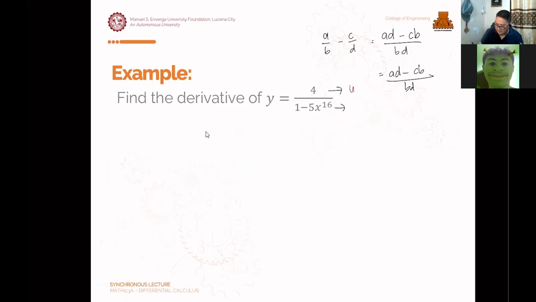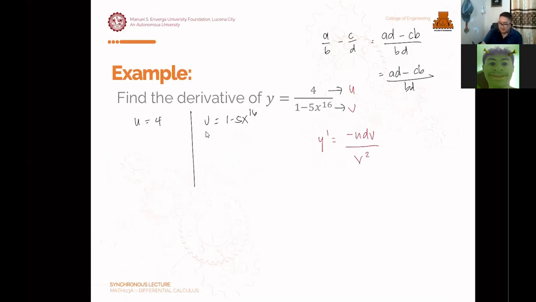So let's do this. So ito U, ito yung V natin. Then U natin is yung 4 and V natin is equals to 1 minus 5x raised to 16. Pero meron tayong special formula kanina nang nagawa na pag constant yung numerator, yung first term ng original natin is magka-cancel out kaya ang formula na lang natin is UdV over V squared na lang.